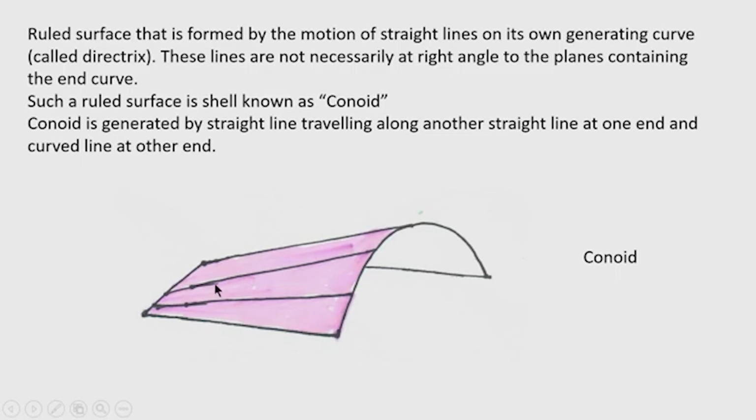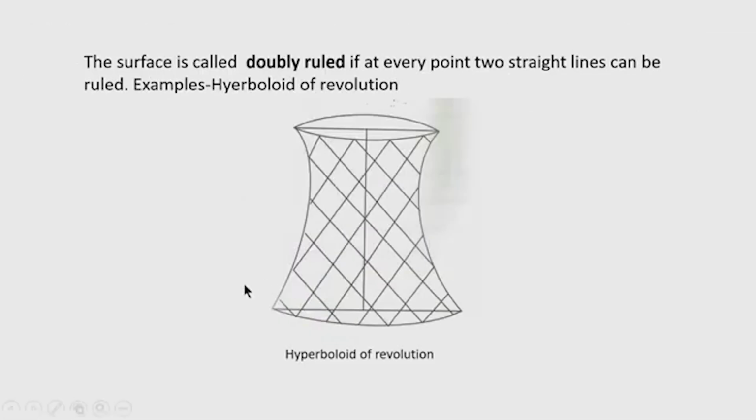This is also a ruled surface, but one end of the generator lies on a straight line and the other end rules over a curve. So, a conoid is generated by a straight line travelling along another straight line at one end. That is, at one end there should be one straight line, and at the other end there will be one curved line. So, that type of shell is known as a conoid. Okay. It is also a singly curved shell. The surface is called doubly ruled if at every point two straight lines can be ruled.